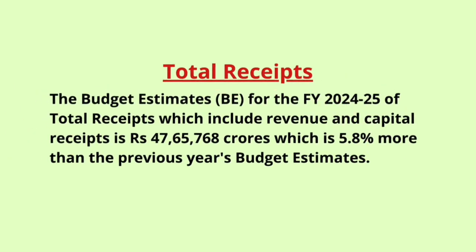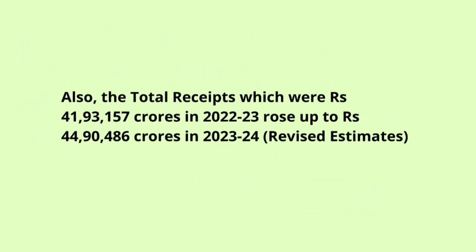Total receipts. The budget estimates for the financial year 2024 to 25 of total receipts, which include revenue and capital receipts, is rupees 47 lakh 65,768 crores, which is 5.8% more than the previous year's budget estimates. Also, the total receipts, which were rupees 41 lakh 93,157 crores in 2022 to 23, rose up to rupees 44 lakhs 90,486 crores in 2023 to 24.